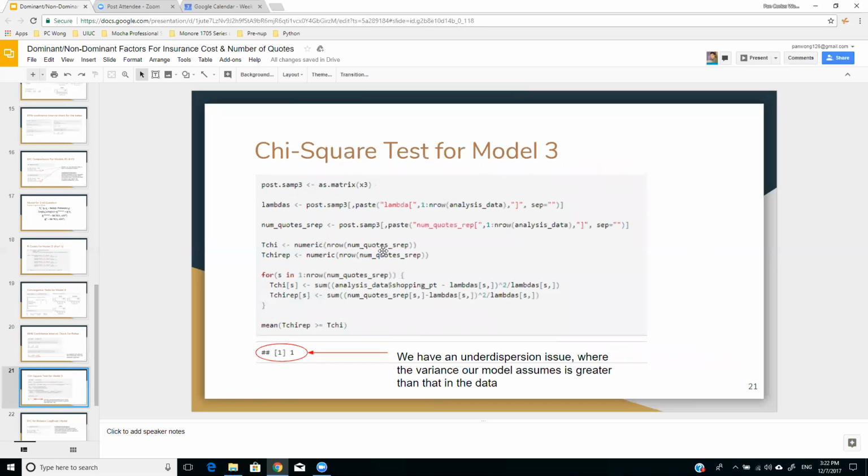For the chi-square test, the test statistic comes back at 1. That means that we have an under-dispersion issue, meaning that the variance that our model assumes is larger than what the data suggests. This possibly could be resolved if we had a better offset factor, but given that we don't have the time people spend on obtaining their quotes, there's nothing really we can do about this.